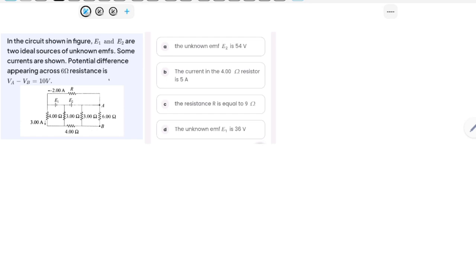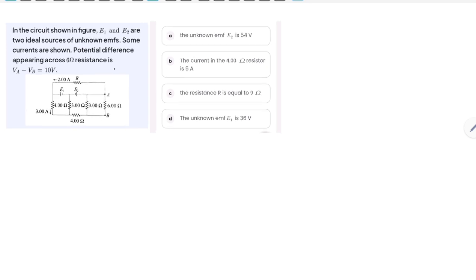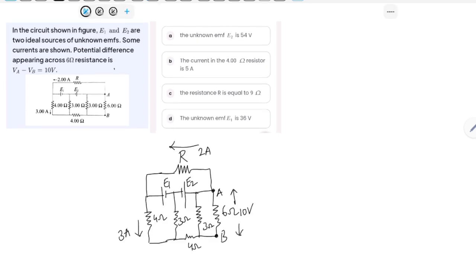Let me draw the circuit first and then we will see whether we can solve it in an easy way. Let me check it first. Here is the circuit given in the problem. First, let me find the current flowing through this 4 ohm resistor. There are actually two 4 ohm resistors. Through one 4 ohm resistor, 3 ampere current is flowing, which is already given in the question. Now we need to find the current flowing through this 4 ohm resistor.